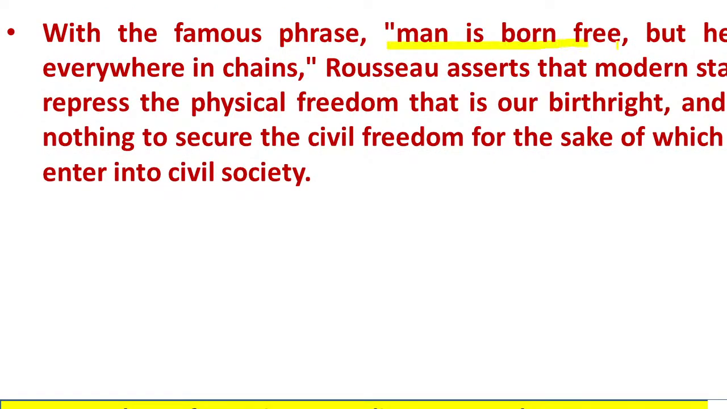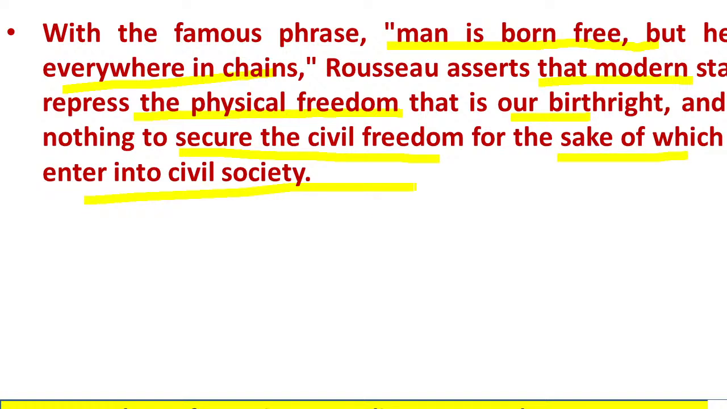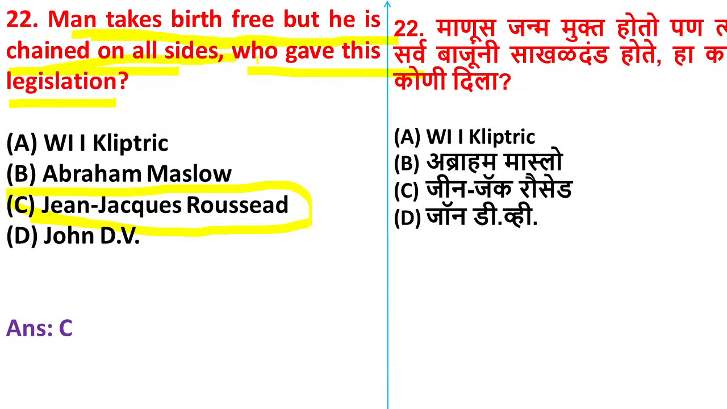Yes, the phrase is 'man is born free but he is everywhere in chains.' Rousseau asserts that modern states repress the physical freedom that is birthright and do nothing to secure the civil freedom for the sake of which we enter into civil society. Yes, this statement is given by J.J. Rousseau. He says that man is born free but he is everywhere in chains, meaning he is under the control of the state, under the control of the government. So it's not option B, option C is correct, J.J. Rousseau.